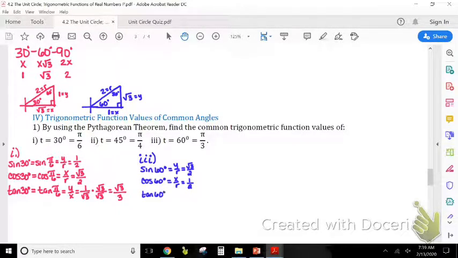Good. And then tangent of 60 degrees. What is tangent in terms of x, y, and r? What is y over what is x? And we can reduce that, so what does that give us? Yeah, square root of 3.